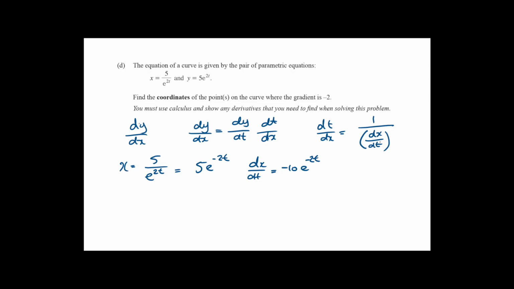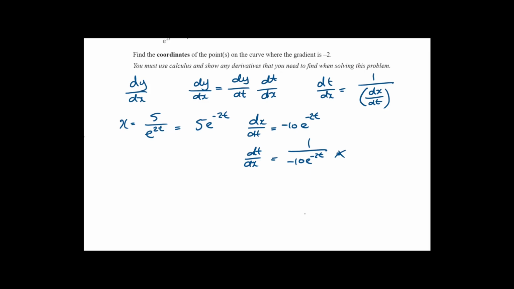What is dt dx? Well, it's going to be 1 over that. So dt dx is going to be 1 over minus 10 e to the minus 2t, and I guess you could kind of change that 2 to a positive, so it's going to be, no, I'm going to leave it like that for now and see how we go.